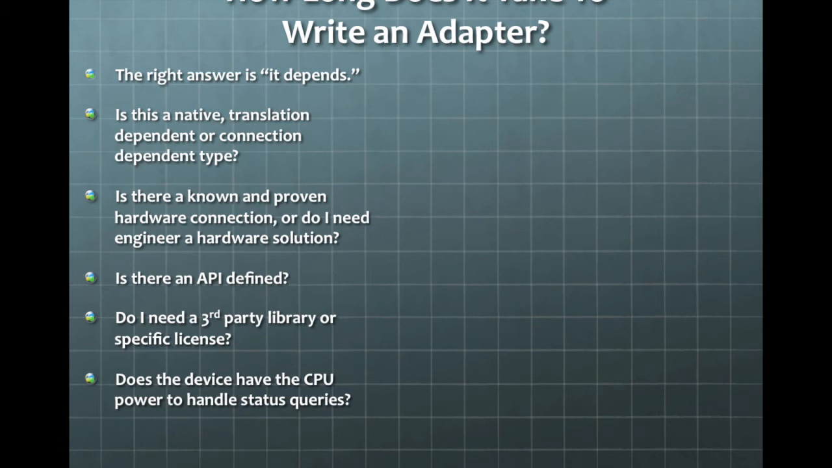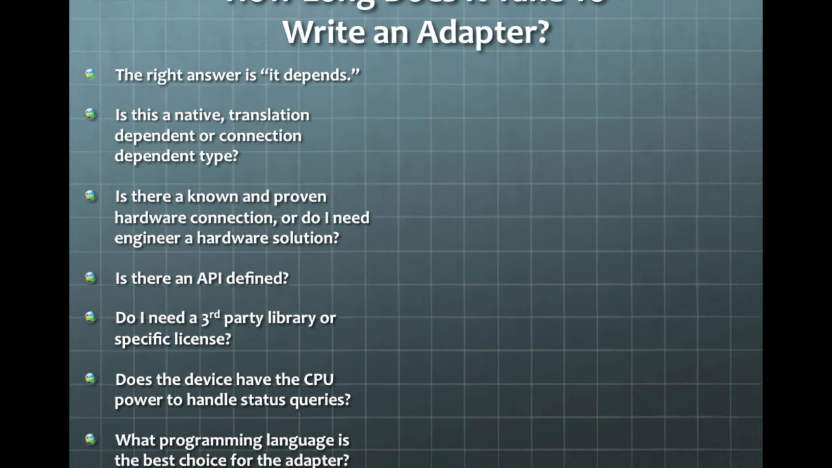Does the device have the CPU power to handle status queries? We've seen that happen a number of times, where the control has plenty of power to make parts or to run whatever, but it doesn't have the CPU horsepower to also do status queries at the same time. So then you have to go to a third-party box, or sometimes you have to wait till the next controller comes along.